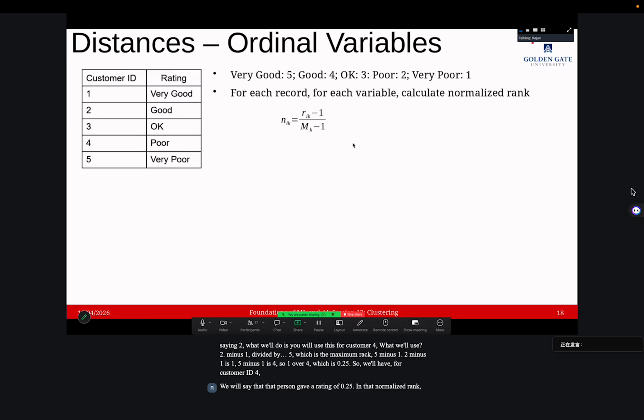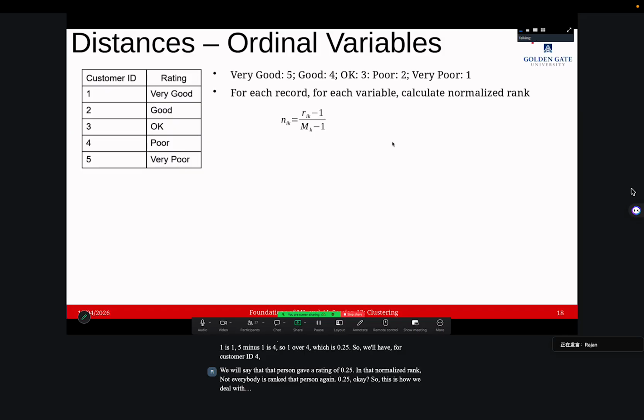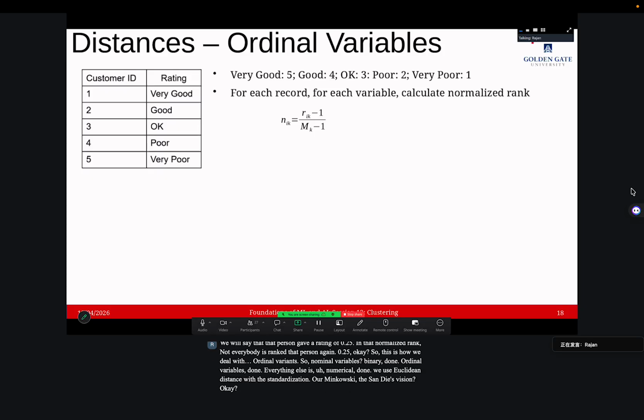Normalized rank, that person gave 0.25. Okay. So this is how we deal with ordinal variables. So nominal variables, binary, done. Ordinal variables, done. Everything else is numerical, done. We use Euclidean distance with the standardization or Minkowski distance with standardization. Okay. So done. Now, what do?